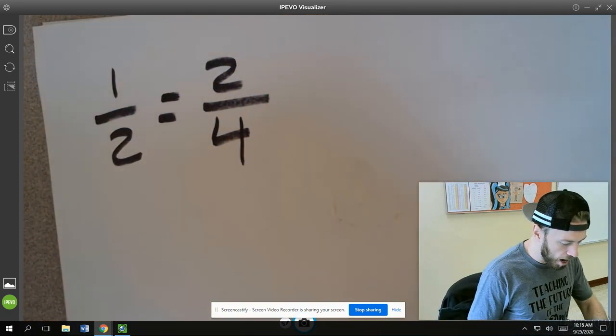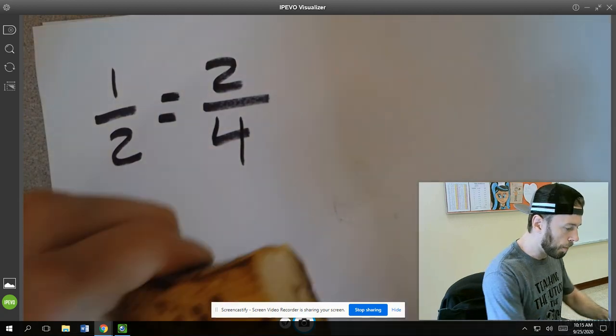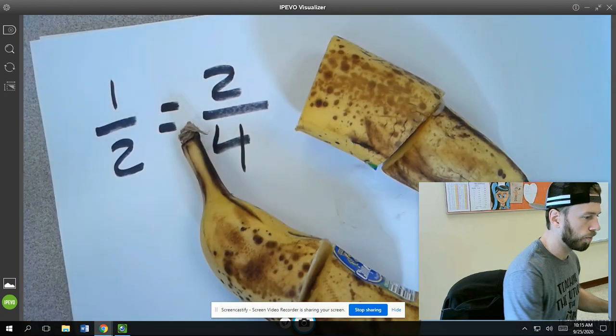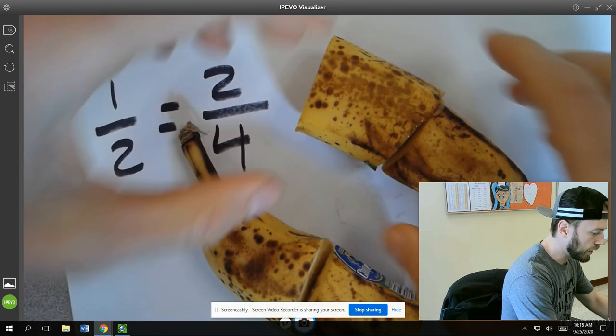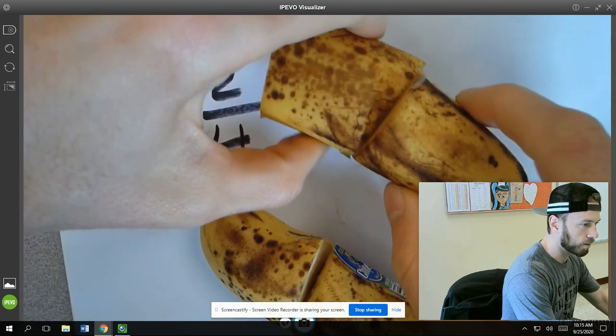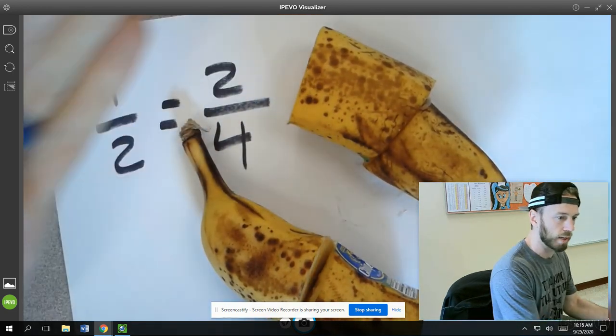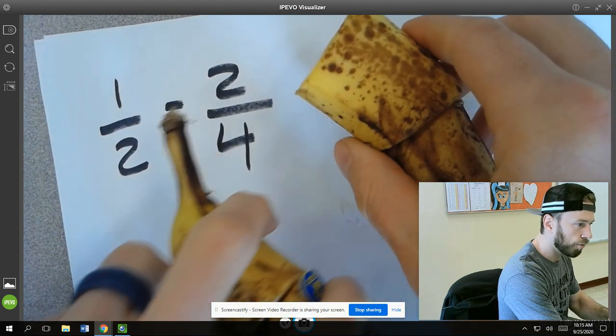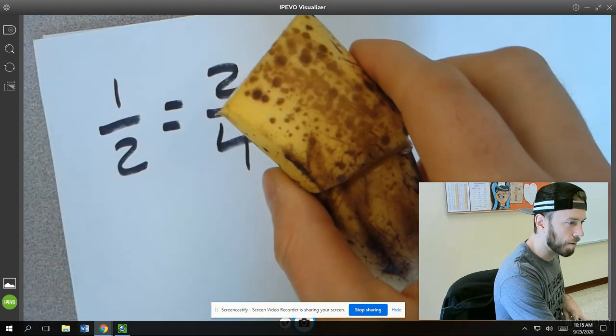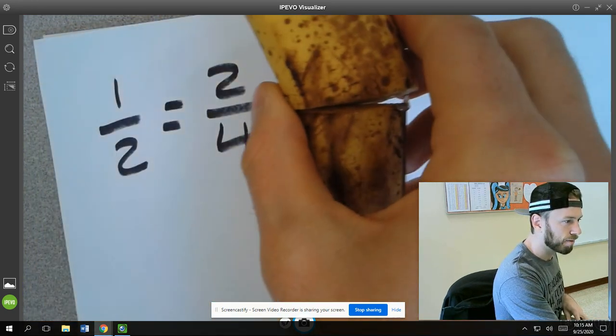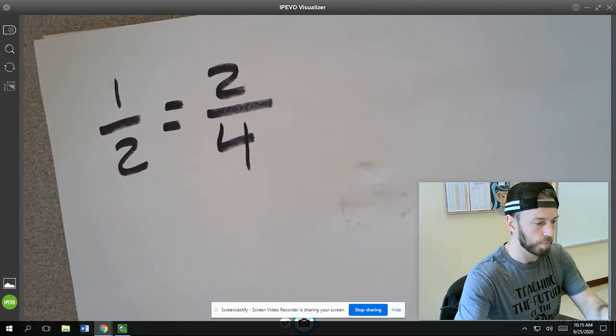So now we have a banana that's cut into 4 pieces. But as you can see here, 2 of these fourths make up what we just saw earlier, which was a half, right? So 2/4 is the same as a half, just cut a little differently.